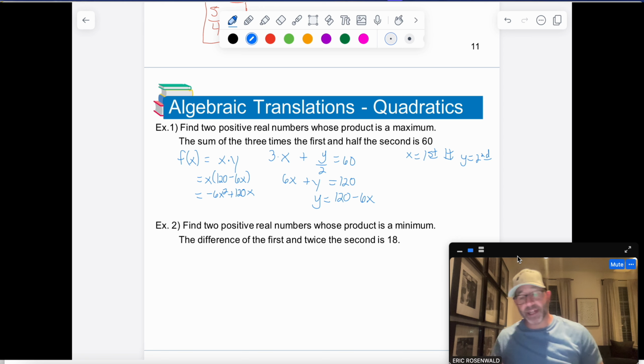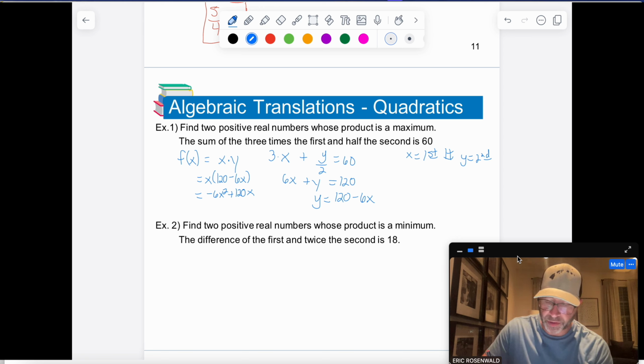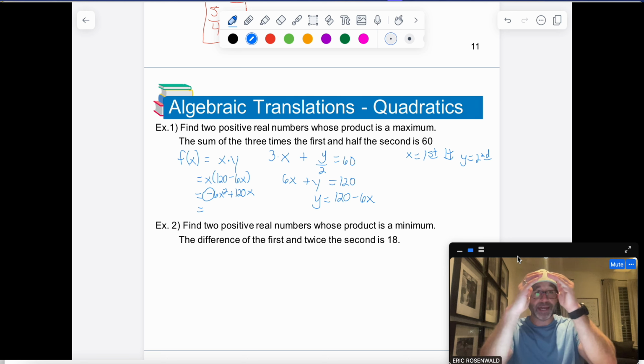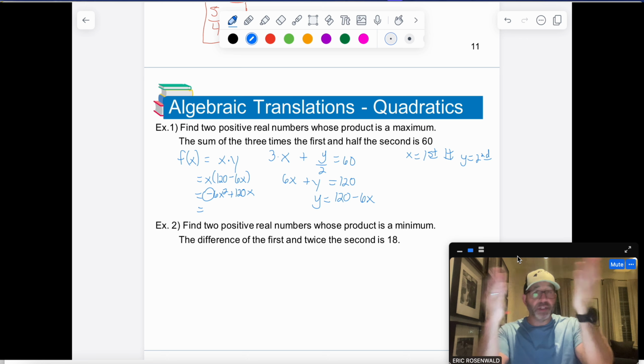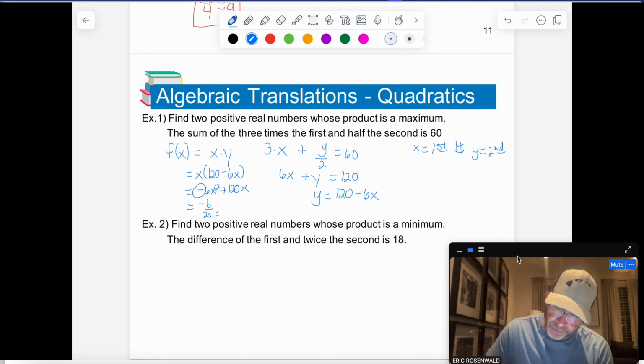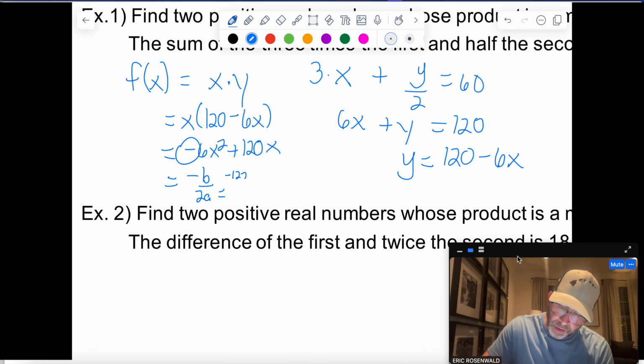So let's go ahead and find what is my vertex for this, because that's what's going to maximize this. We can see it's a negative, so that tells me that it's going to have that U shape, but it's upside down, so the top point will be a max. And we have to find out what is that coordinate, because that point is going to be the max, and those two, the x and the y, together will give me my answer for this. So if we go negative b over 2a, that means we're going to have negative 120 over 2 times negative 6, which will mean we'll have negative 120 over negative 12, which means that we get 10.